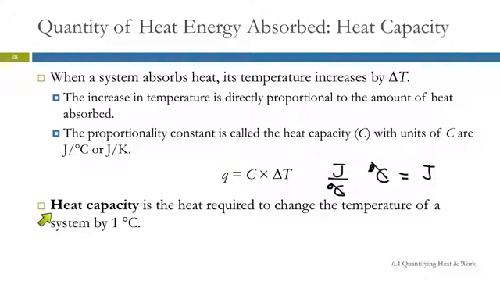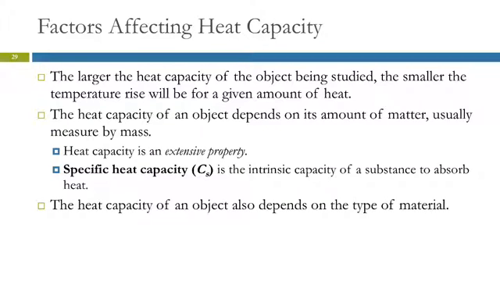What is heat capacity? It's the amount of heat required to change the temperature of the system by 1 degree Celsius. So that's going to depend on what the system is, right? If the system is bigger or smaller or different substances, that's going to change. So the heat capacity of an object depends on how much of it there is. That makes it an extensive property.